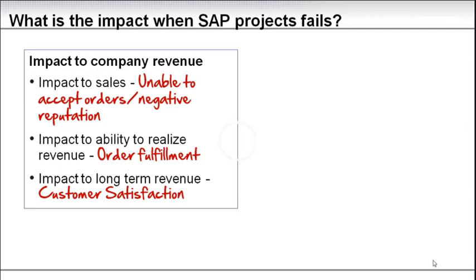It can be impact to realized revenue. Basically, you have the order, but you can't fulfill it because SAP, in this case mostly around logistics and production, you are not able to actually produce or provide the service that is required to fulfill the orders placed. And impact to long-term revenue, both of these impact customer satisfaction, and that means that people will go elsewhere if you are unable to perform, depending on what industry and what situation you're in.